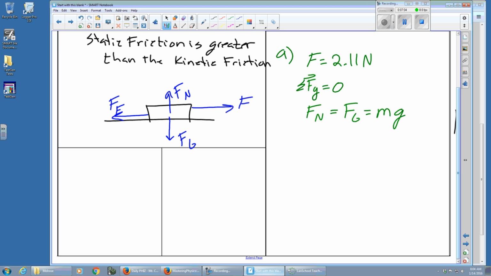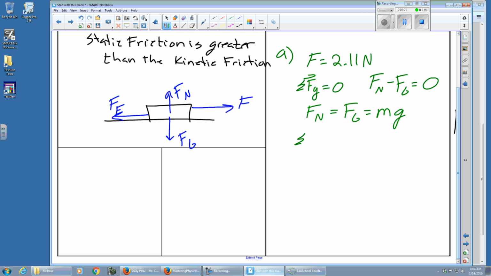Okay, so let me back up one step. The sum of my forces, I'd have the normal force positive up minus gravity equals 0. And then if I do a little algebra, I can get that the two are equal. Okay.